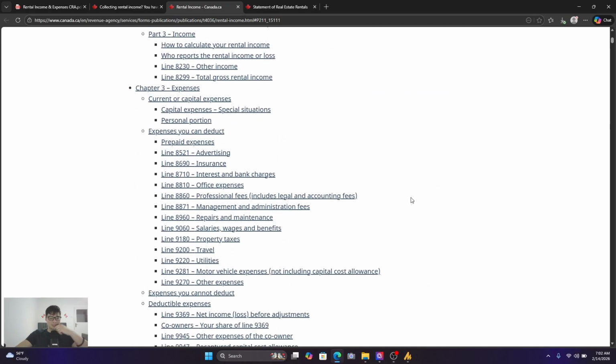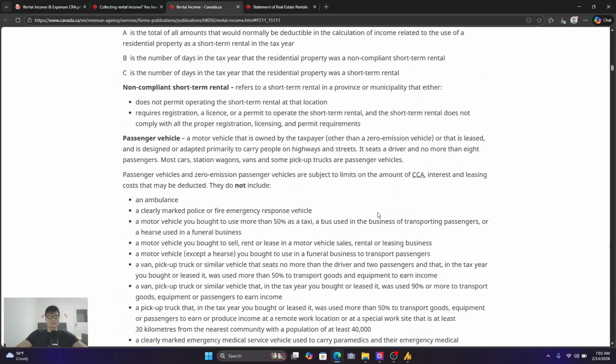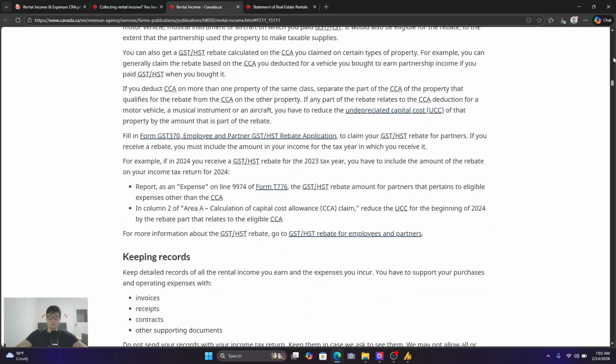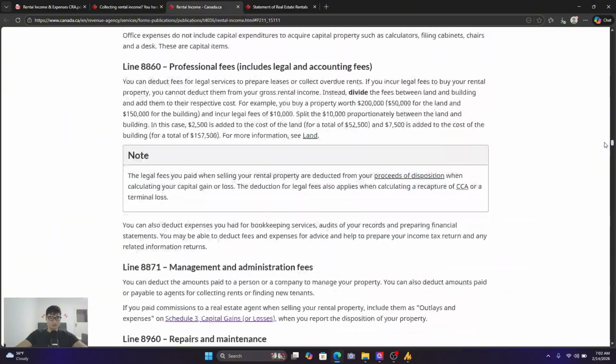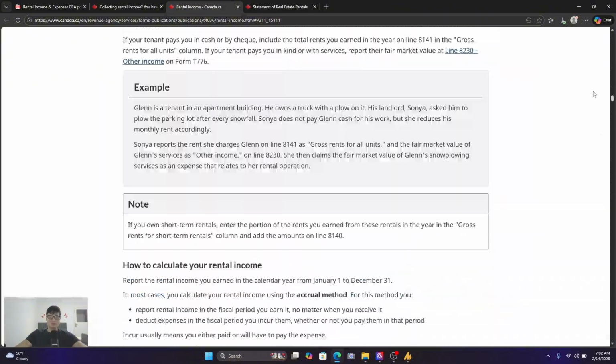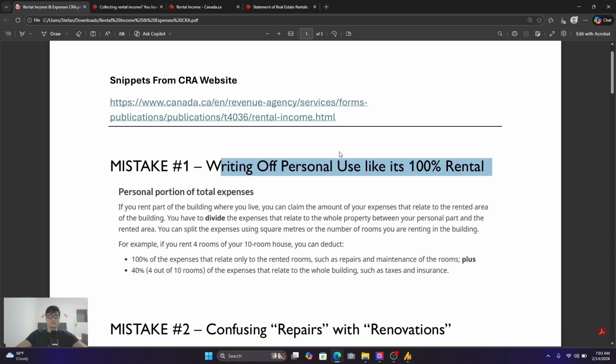So they have a whole guide here about how to do your rental income, what you should report, what you can't report, what expenses are allowed, what income you must report, etc. So you can go through this guide on your own. In my video now, I just posted a few snippets of it directly from there to help you.